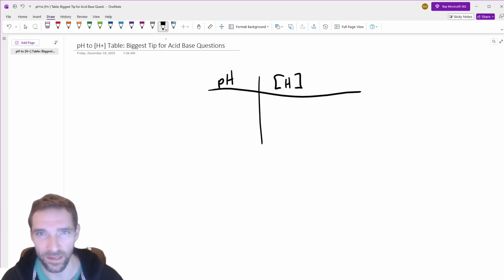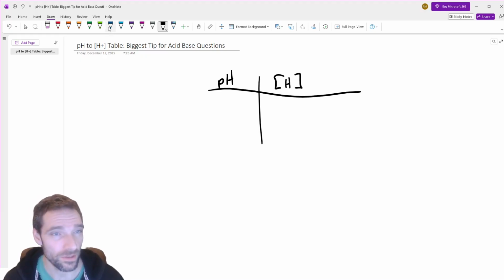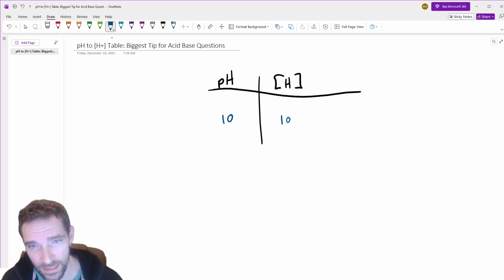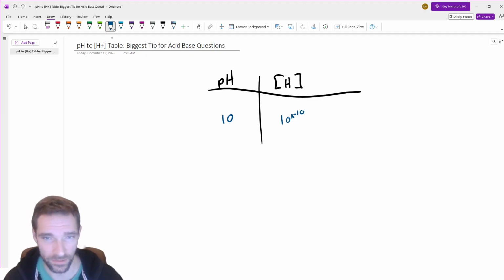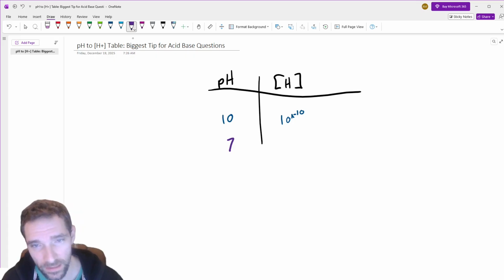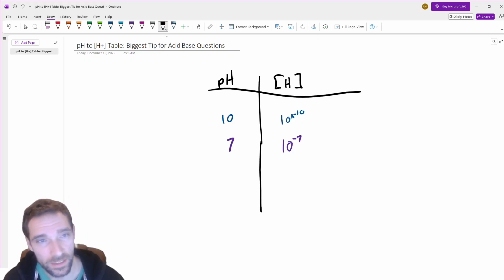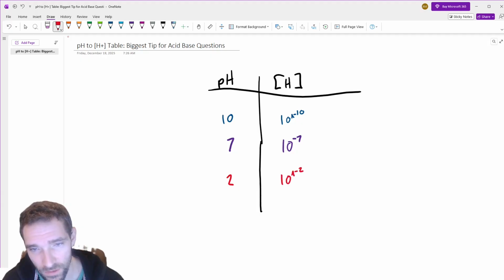So you should have this on a test, just made so that you can refer to it. If I had a pH of 10, then that's going to be 10 up to the negative 10 for its concentration of H. If I had a pH of 7, then that's going to be 10 up to the negative 7 for the concentration of H. And you can do this for as many values as you need. I'm going to do two more values. So if we've got a pH of 2, you've got 10 up to the negative 2.